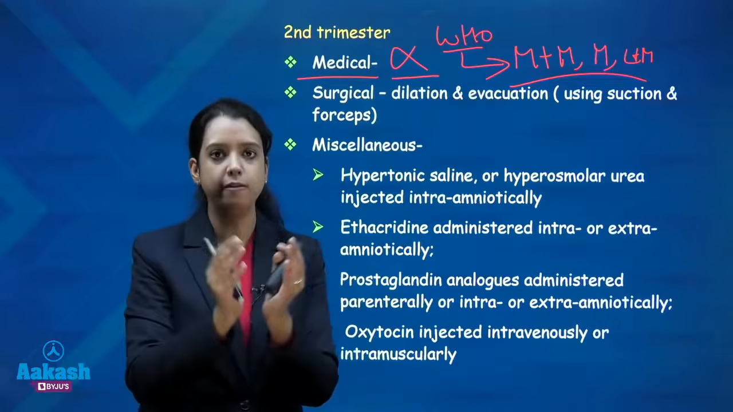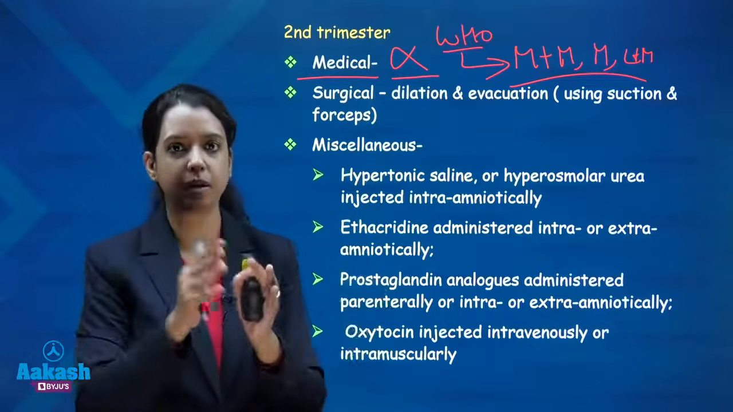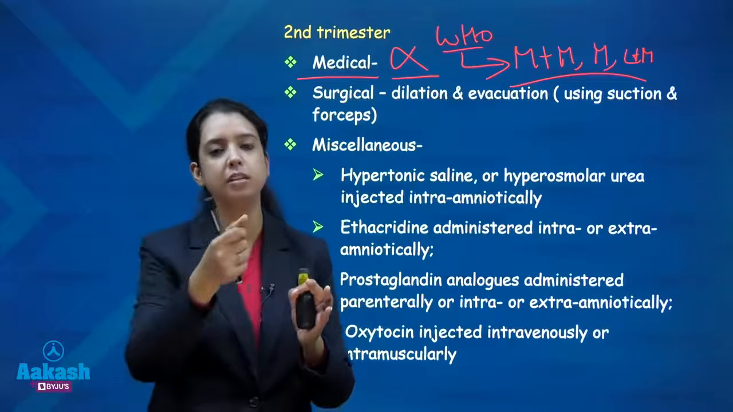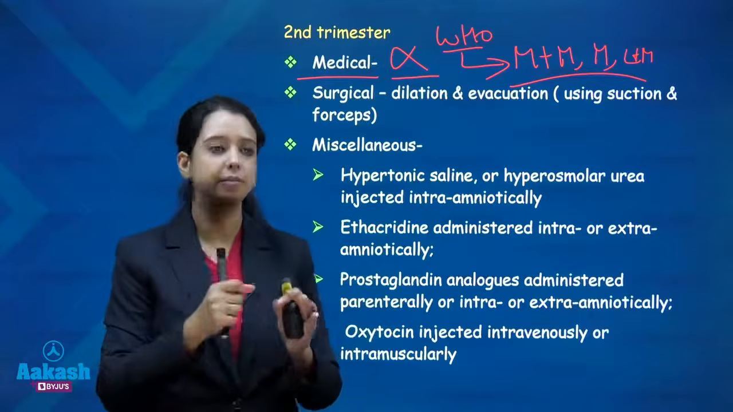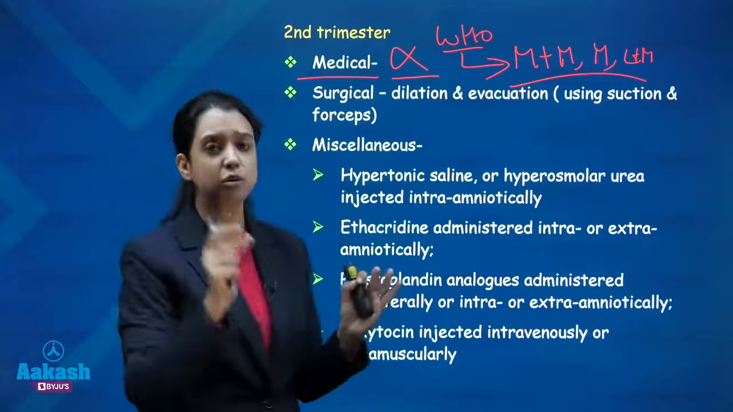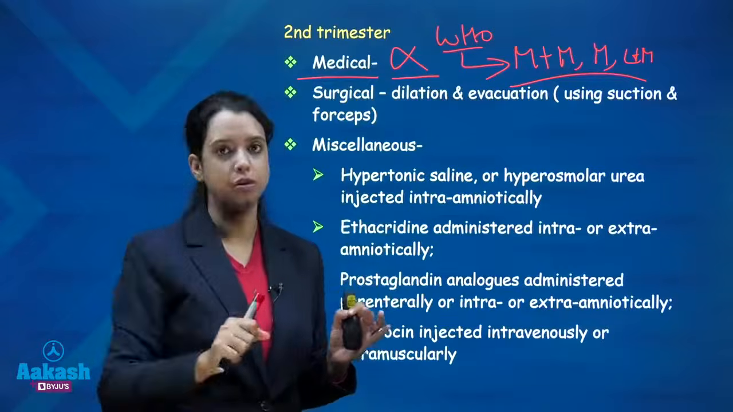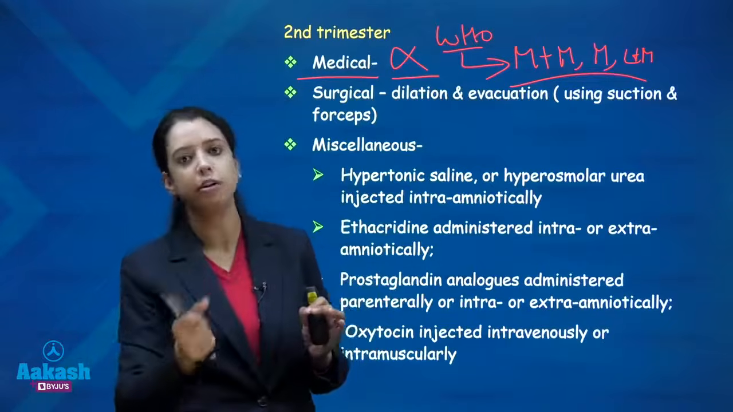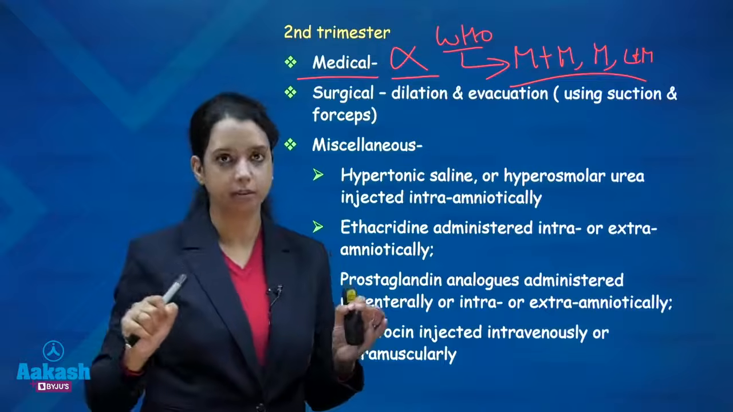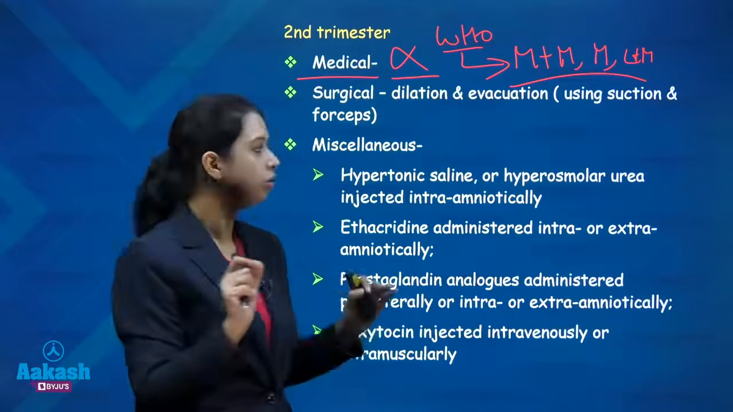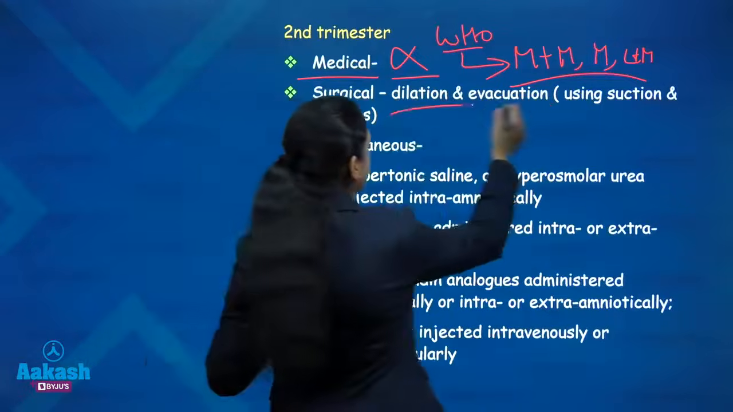See, a 12-week baby has fetal parts. It's a big baby. You cannot suck out everything by just vacuum. That is why in second trimester you need dilation and evacuation. So evacuation is done partially using vacuum and partially using ovum forceps. Curettage is not done. So this is the surgical method, dilation and evacuation.